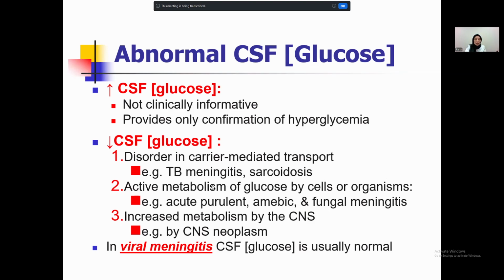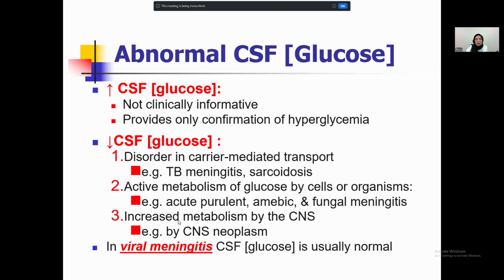Another case scenario is acute bacterial meningitis, amoebic meningitis, or fungal meningitis. What is the mechanism here? There is active metabolism: the amoebic, fungal, or bacterial organisms take this glucose and utilize it as fuel, as part of their food or nutrients, and that leads to decreased glucose in the CSF.